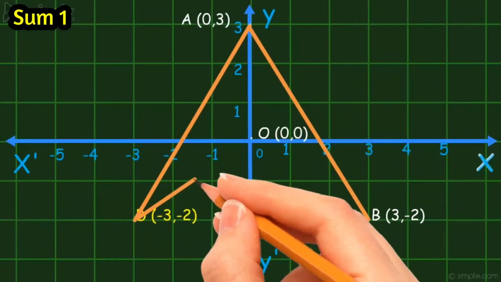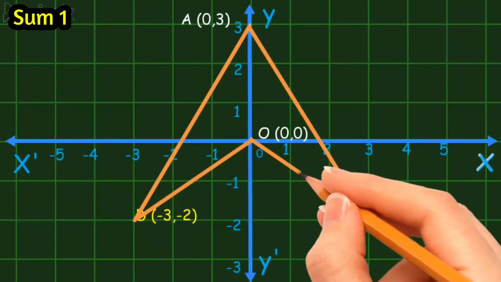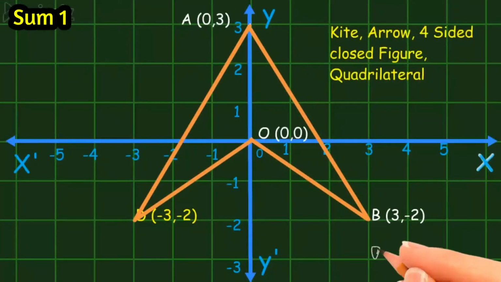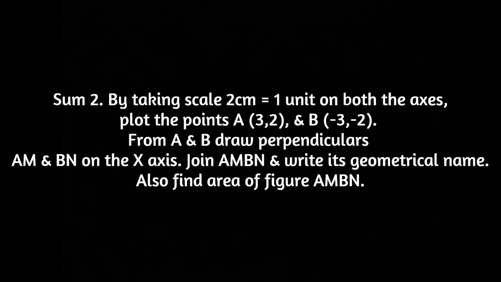Now join the figure. The figure has 4 sides, so it is a quadrilateral. So you can write kite, arrow, 4-sided closed figure, quadrilateral. Now y-axis divides it into 2 equal parts. So you can write y-axis, and you know the equation of y-axis is x equal to 0. So you can write x equal to 0. Now students, let's solve the second sum.